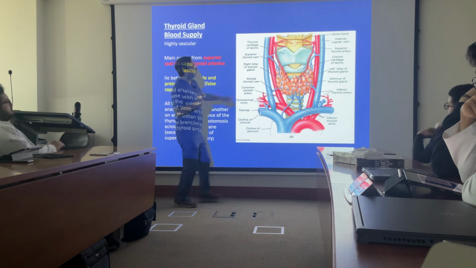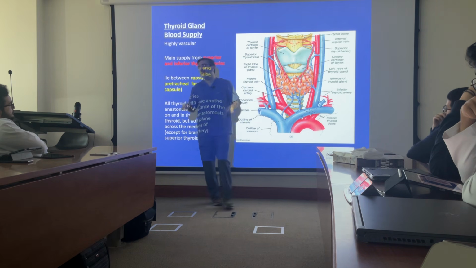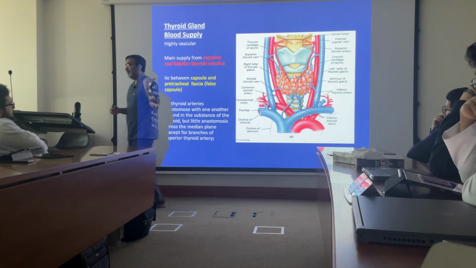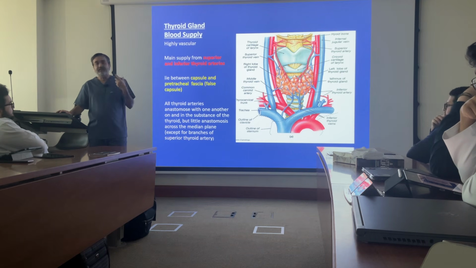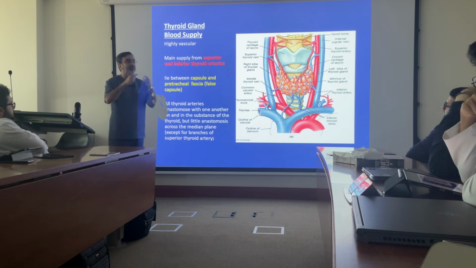So if you try to ligate the superior thyroid artery at its origin, where it is very close to the external laryngeal nerve, you can tie the external laryngeal nerve with the artery. So what would happen? It supplies one muscle, the cricothyroid muscle, which is important for making the vocal cord stretched. If this muscle is paralyzed because the external laryngeal nerve is gone, then there would be bowing of the vocal cords.